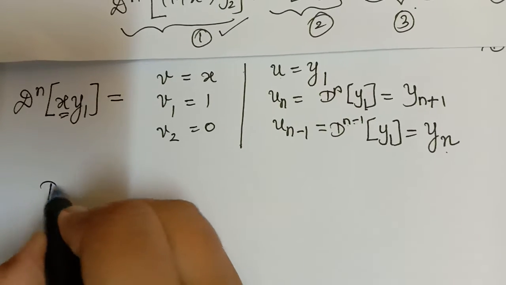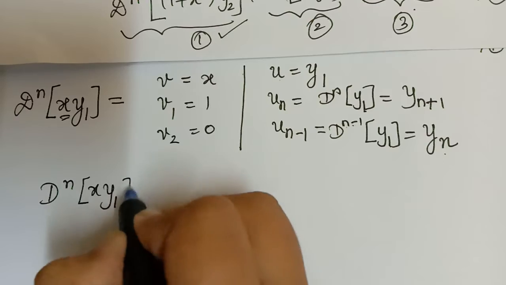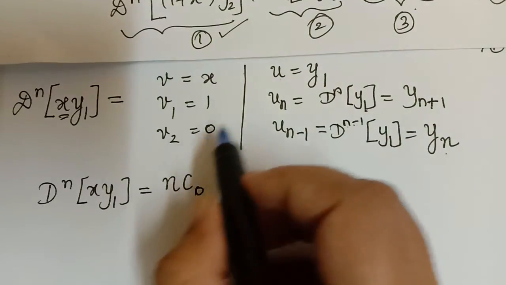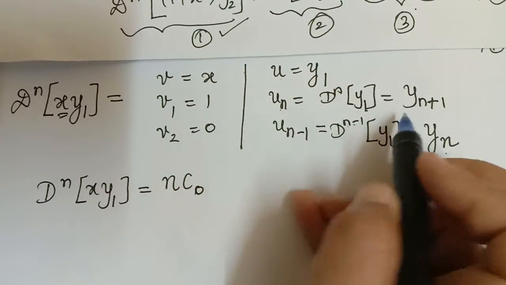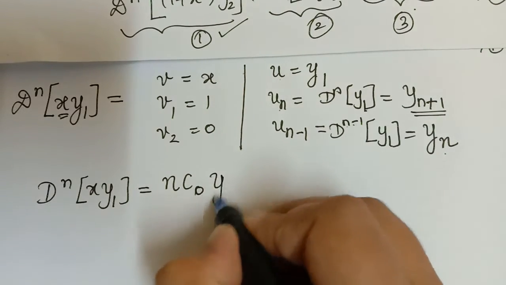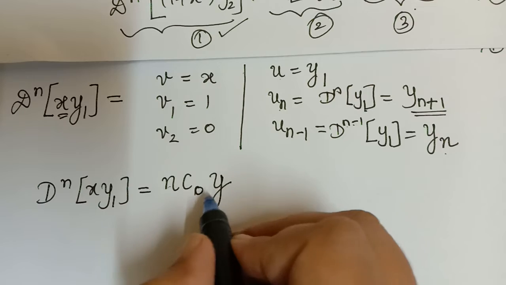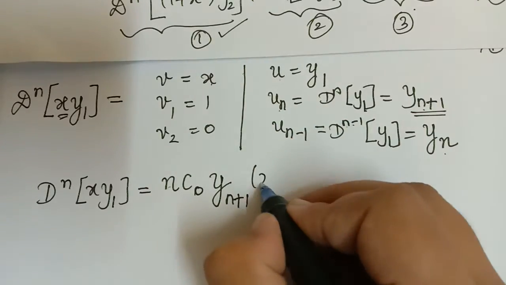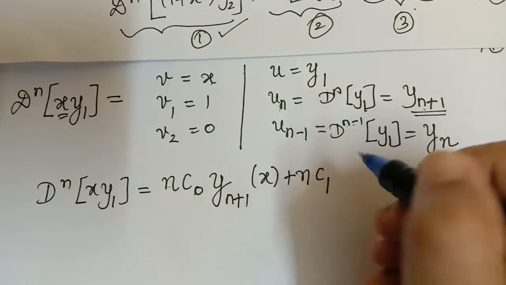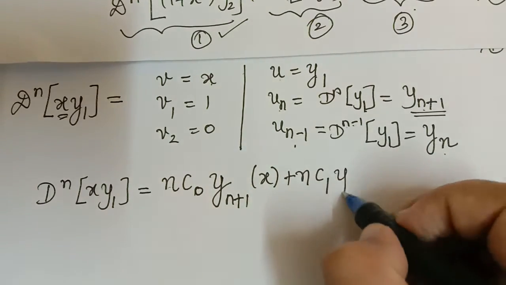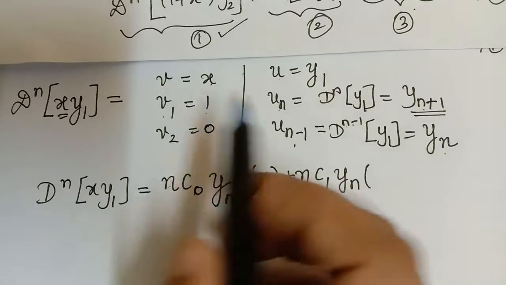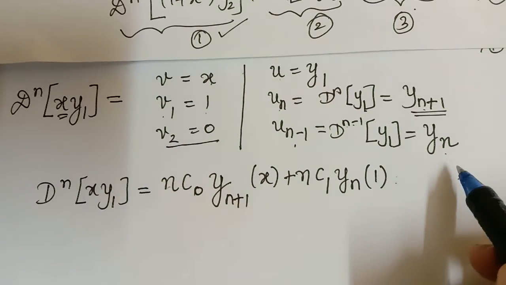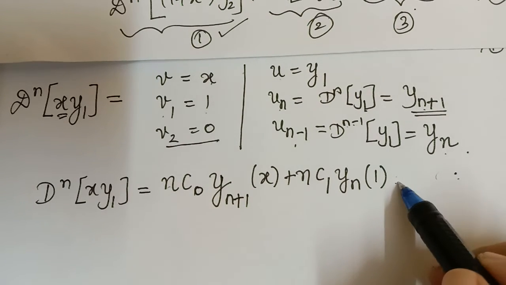So when we substitute in the formula, the nth derivative of xy1 will be equal to, the first term is nc naught multiplied with this un. So what is un? Un is yn plus 1. So if you refer to the formula, you will know. First term is nc naught un. So un is yn plus 1 multiplied with v. V is x. The second term is nc1 un minus 1. So un minus 1 is yn multiplied with v1. V1 is 1. And after that it will be 0 because v2 is 0. So when we substitute all that value, that term will become 0. So we have to stop till here.